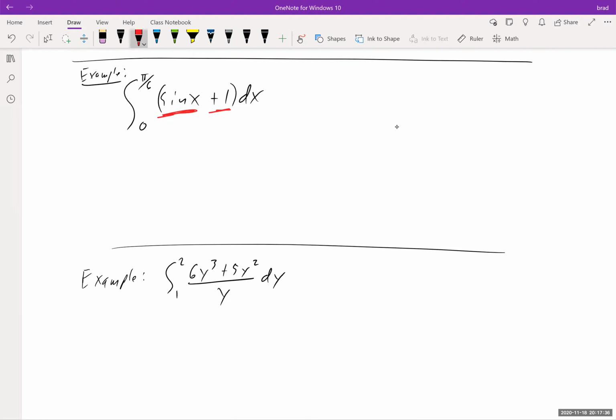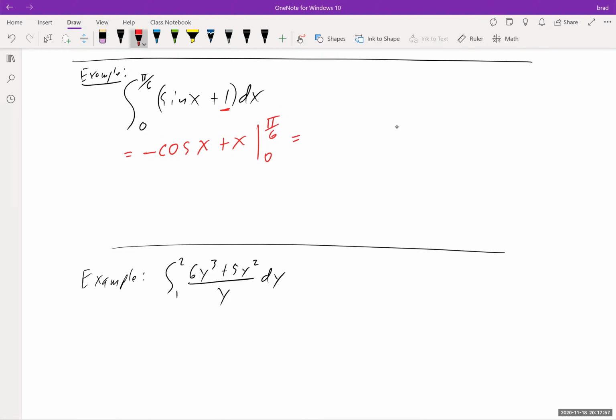So the integral of sine is negative cosine. How do I know? Because what's the derivative of cosine? It would be negative sine. So how are we going to get back to a positive? I had to throw a negative in front. Okay, so now I'm going to integrate 1, and the integral of 1 is x. And then I'm going from 0 to pi over 6.